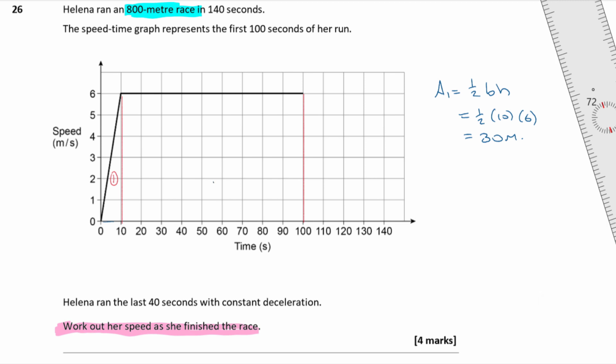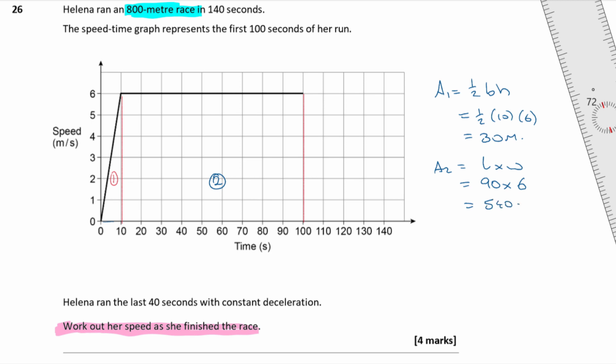Then the next section, this bit here, it's going to be my area 2. That's a rectangle, so it has formula length times width. The length is the time from 10 to 100, so that's 90. And the height is just 6, isn't it? So 90 times 6. So what's 90 times 6? 90 times 6, that's 540 meters.